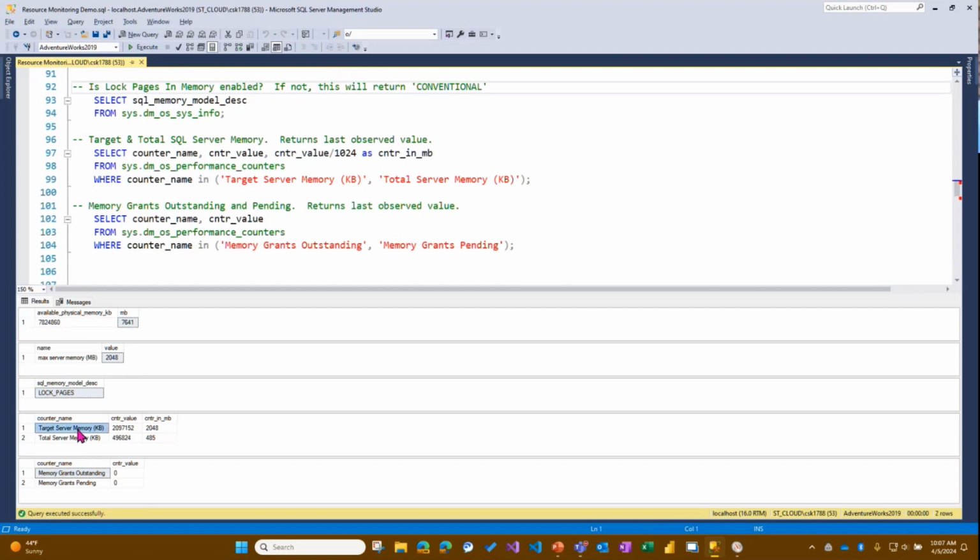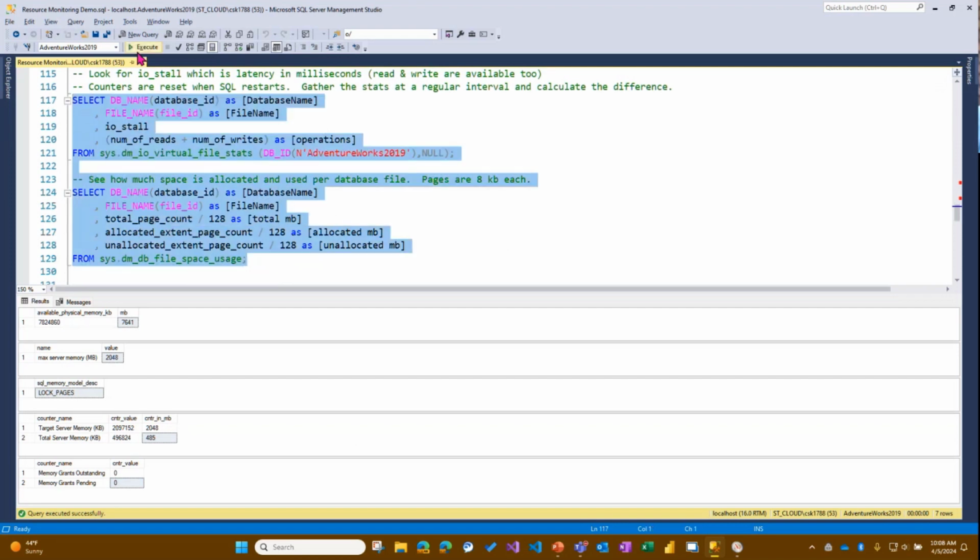And then we have our target and total server memory. So 2048, or 2 gigs, for our target, that matches our max server memory setting. So SQL Server is recognizing that. Total server memory, so this is, again, how much it's actually using. So 485 megs of the 2048. Memory grants outstanding is at 0. Memory grants pending is at 0. We saw that in the performance counters also, that there's nothing actively using memory and no queries waiting for memory either.